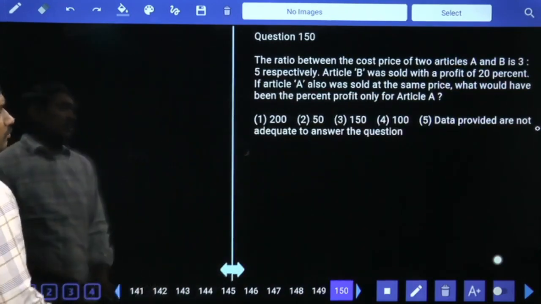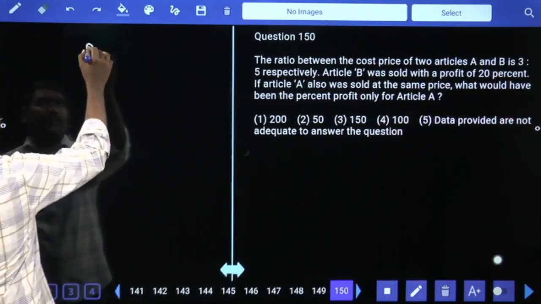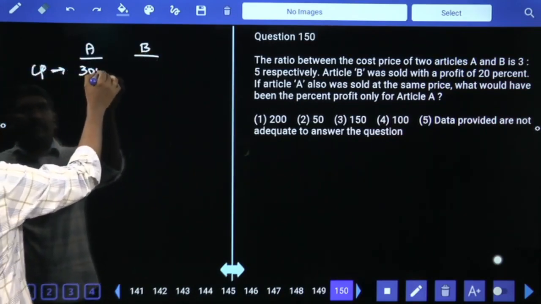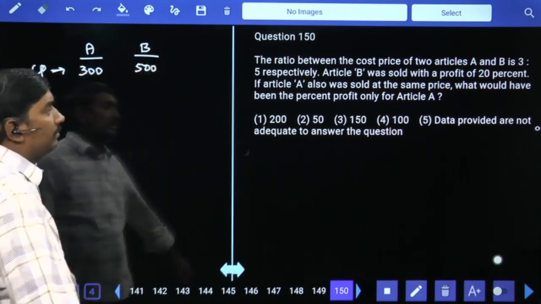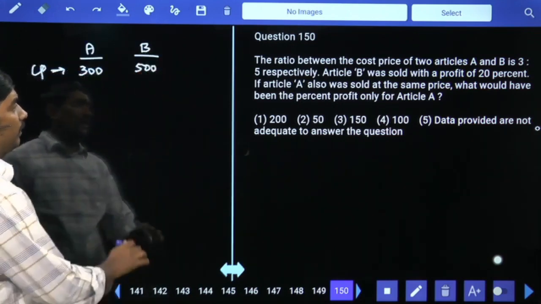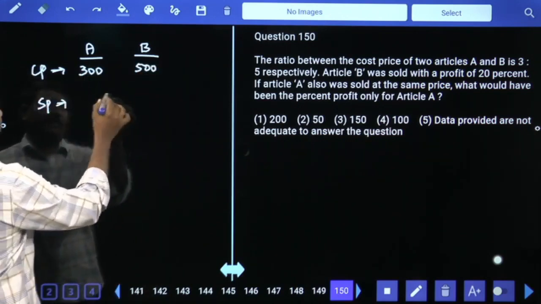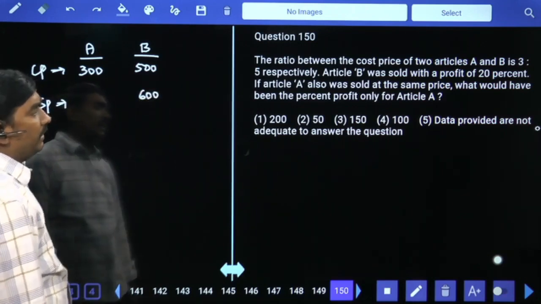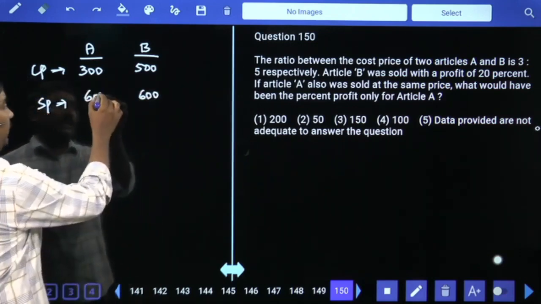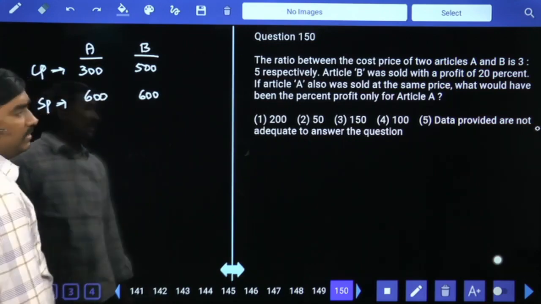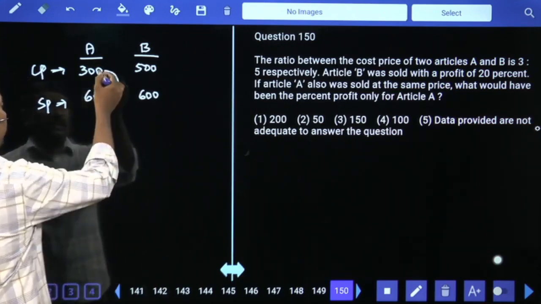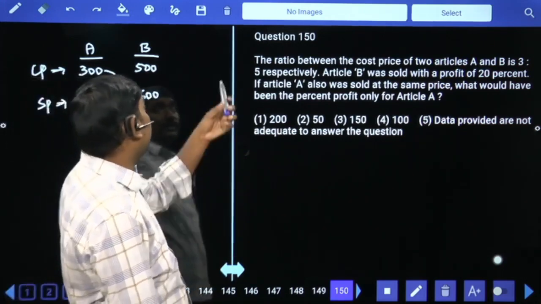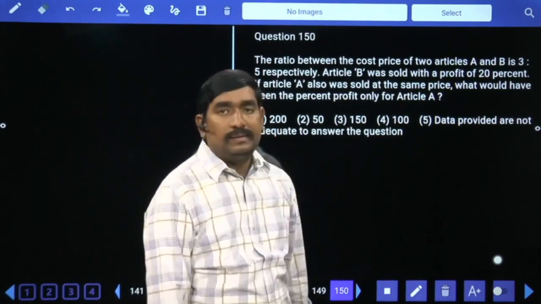The ratio between cost prices of two articles A and B is 3:5. Let's imagine cost prices of the articles are 300, 500. Article B was sold with a profit of 20%. 20% profit means selling price 600. Article A is also sold at the same price, same price means at 600 only. What would have been the percent profit for article A? 300 became 600 means double. Profit is 100%.